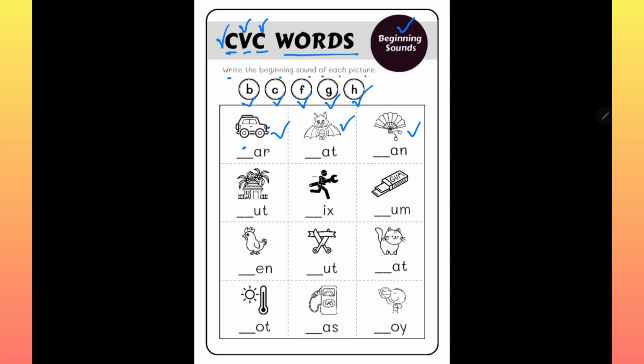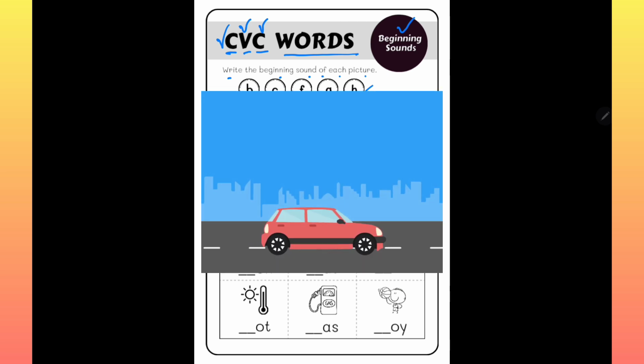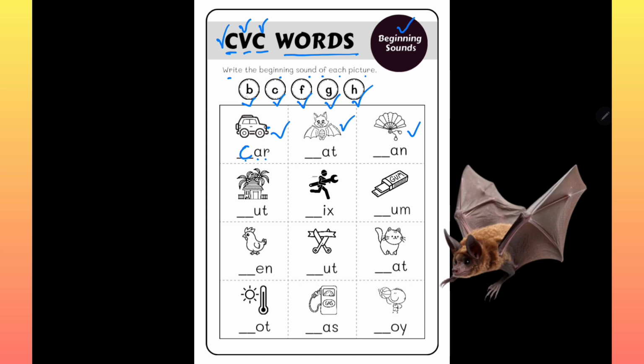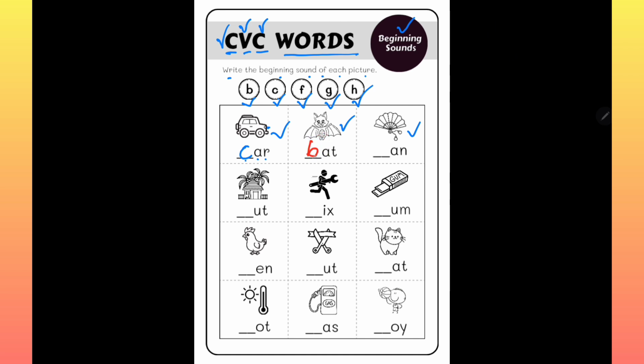So this is the picture of a car. K, k, k sound came from C, right? So we are going to write the consonant C. So this one is consonant, vowel, again consonant. C, V, C words. So beginning sound is k, k. That is for C. Now this one is the picture of a bat. B, b. So we are going to write down here letter B. B, a, t, bat.